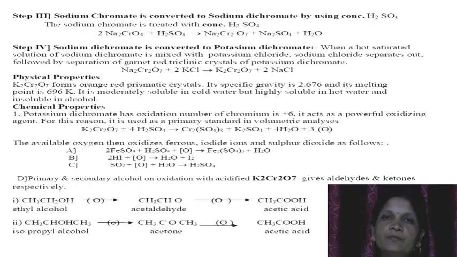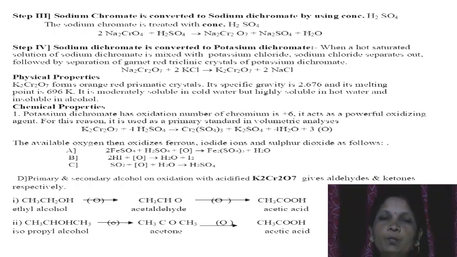Now let us discuss the physical properties of potassium dichromate, K2Cr2O7. As you can see, K2Cr2O7 is an orange colored crystal. It has red prismatic crystals. Its specific gravity is 2.676 and the melting point of potassium dichromate is 696 Kelvin.